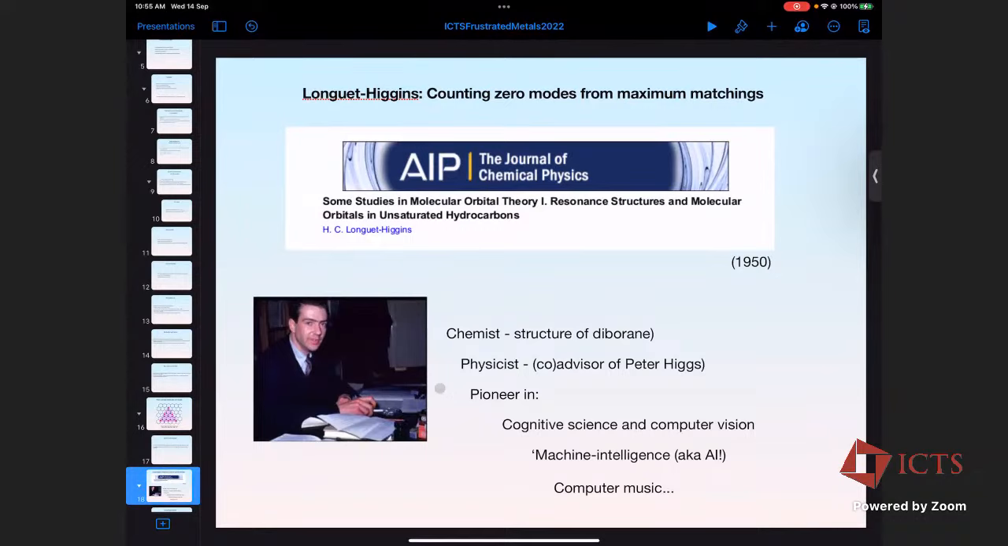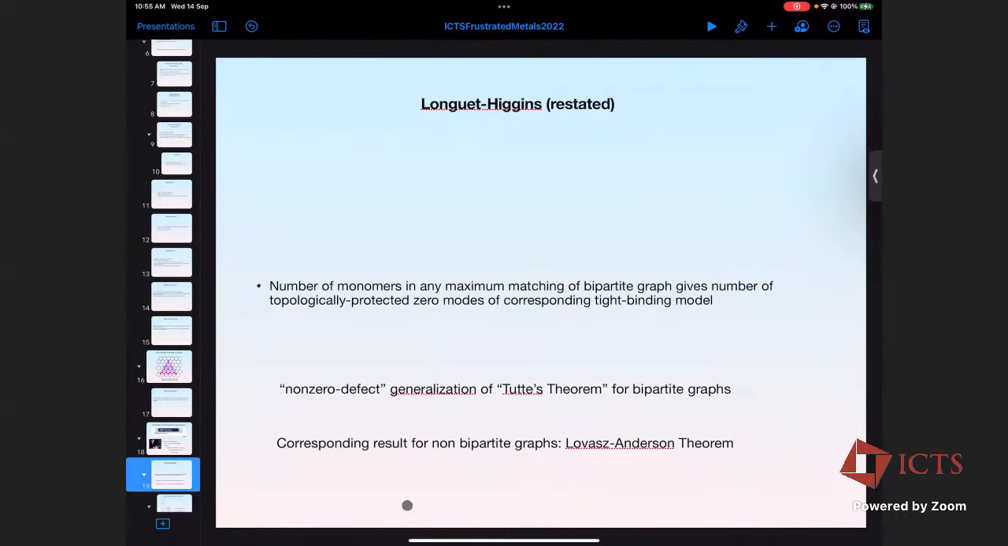But let me just recap. A lot of this comes from beautiful work done in a completely different context, in the context of molecular orbital theory for unsaturated hydrocarbons. He was basically looking to find magnetic moments in hydrocarbons. So he used molecular orbital theory. He was reduced to the question of finding zero modes of some matrix, and he counted them by making the following claim. The number of monomers in any maximum matching of a bipartite graph gives the number of topologically protected zero modes of the corresponding tight binding.